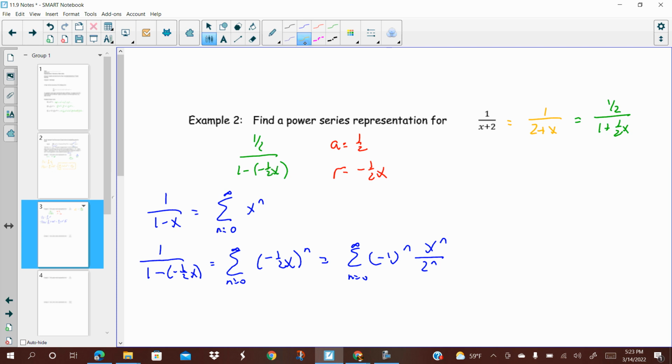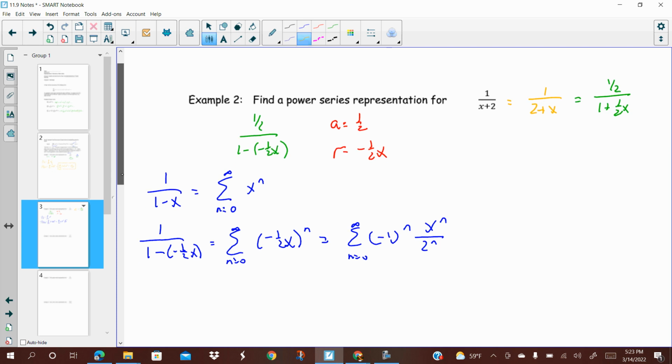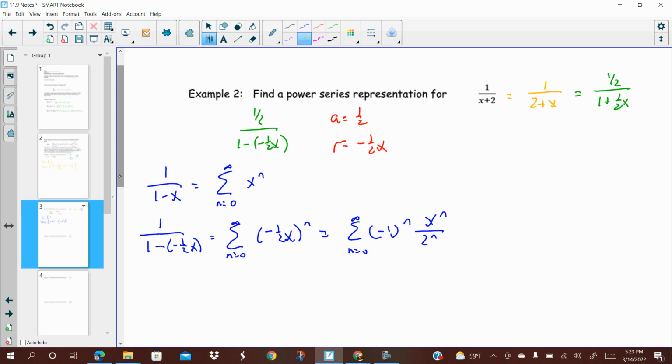Now I have to introduce the a value, but the a value is not substituting anything. It's literally multiplying the top of the fraction by a. So we are literally going to multiply the numerator by 1/2. I'm going to rewrite my denominator now so that it looks like 1 plus 1/2 x. And now I am going to not substitute, but multiply my current sum by 1/2.